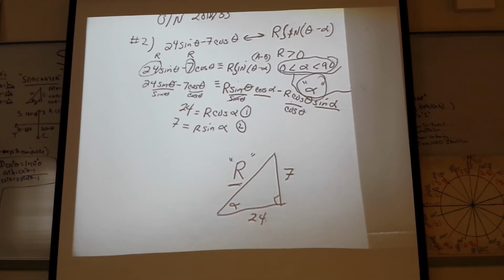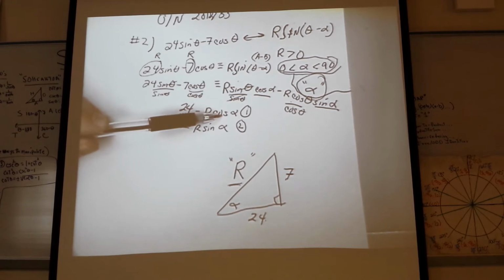How do I know where 24 and 7 go? How did you just get the triangle? I just made the triangle. Is it that anytime we do a problem like this? Yes. How did she know which side was which? That's a great question.